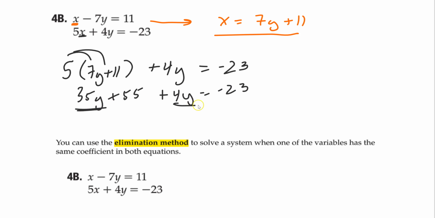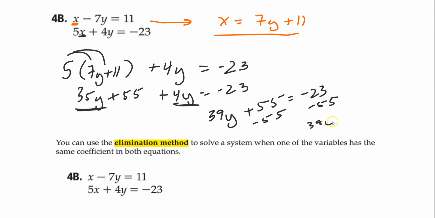Now, notice these y's are on the same side, so I'm just going to add them. Just simplify it. 39y plus 55 equals negative 23. Subtract 55 from both sides. 39y equals negative 78. Divide by 39. And y equals negative 2. But again, you're not done yet. You have your y, you do have to find your x.